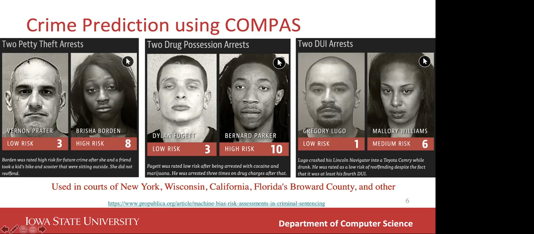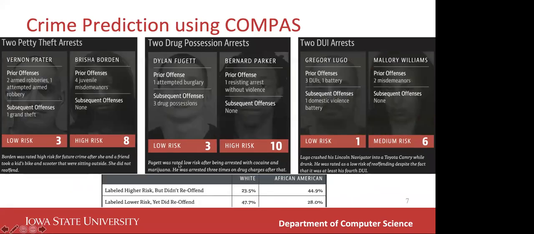On the left side, you can see the photos of two people. The left person has been assigned low risk, only 3. This score is basically from 1 to 10, and the right side person has been assigned high risk. But if we analyze their previous records, we can see that the left person has 2 armed robberies and 1 attempted armed robbery, but the right side person has 4 juvenile misdemeanors.